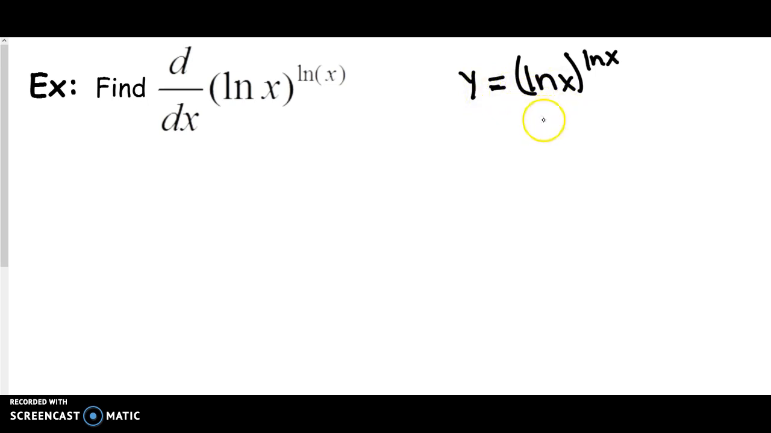As a little hint, you will want to take the natural log of both sides. If it feels weird, you're doing it right. So go ahead, put me on pause, and then we'll check our answers.